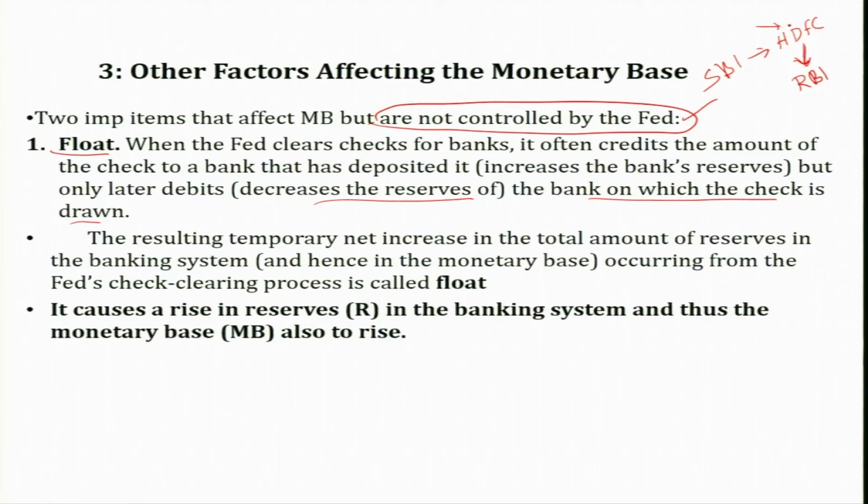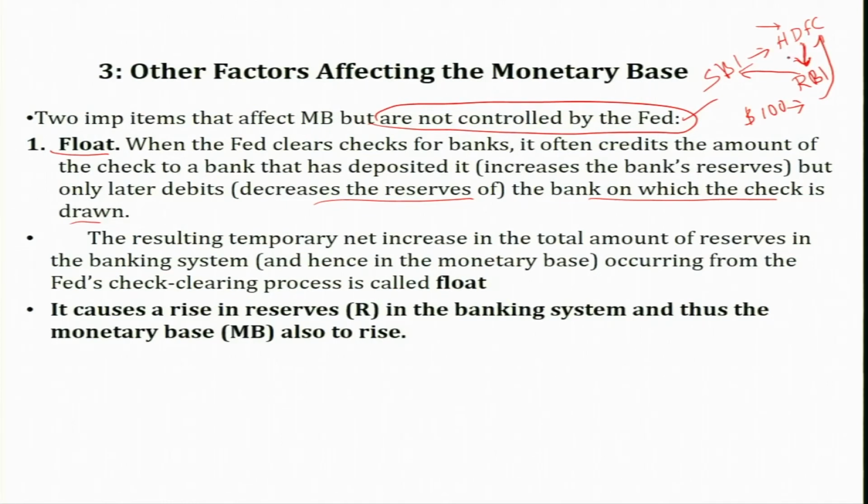The moment the person who gets this check deposits it with HDFC, the money is immediately credited to the account of the depositor. For example, this one is $100, and it is immediately credited to the HDFC account holder, but it won't yet be debited from the SBI account. That means SBI still has the same amount of money. It will take some time, maybe a couple of minutes or even hours, until HDFC deposits it with the RBI and the RBI deducts it from SBI.